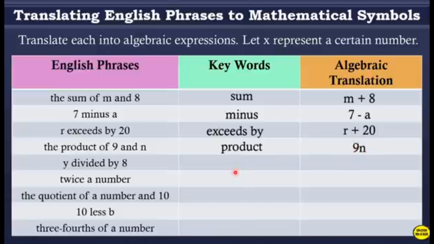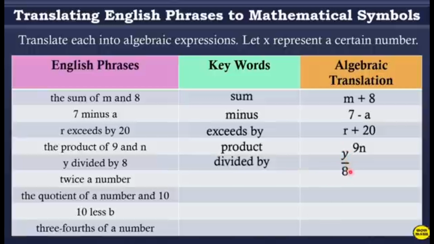Next, y divided by 8. So our keyword is divided by, so we're going to use division. So we have y divided by 8. We can have that bar or we can use the division symbol. So y divided by 8.